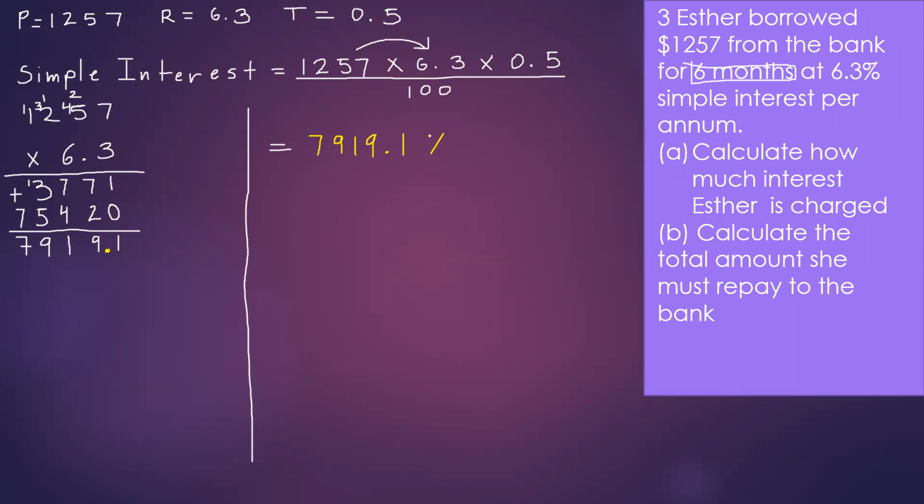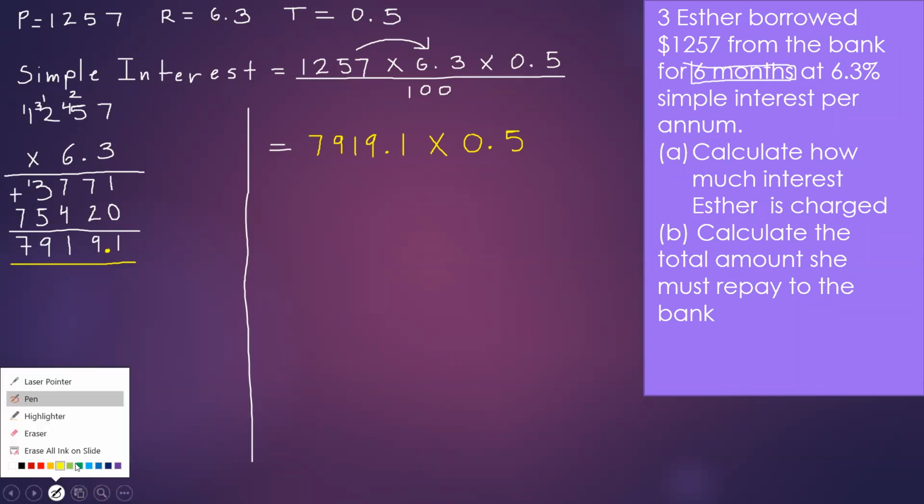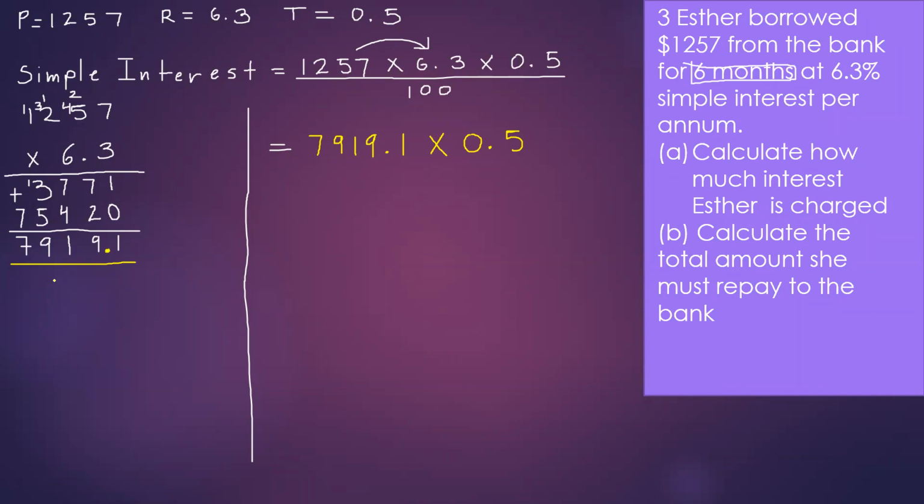Multiply by what? 0.5. All right, now we gotta multiply this by 0.5, which is relatively easy. So we have 7,919.1 multiplied by 0.5.